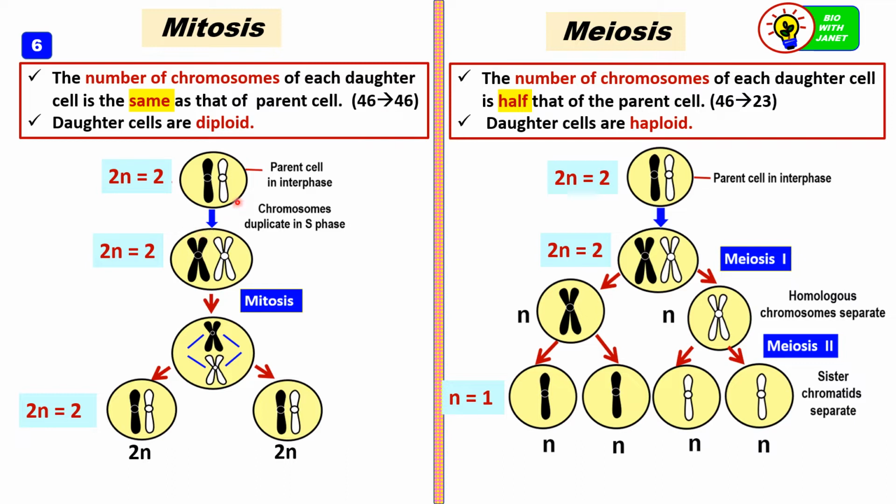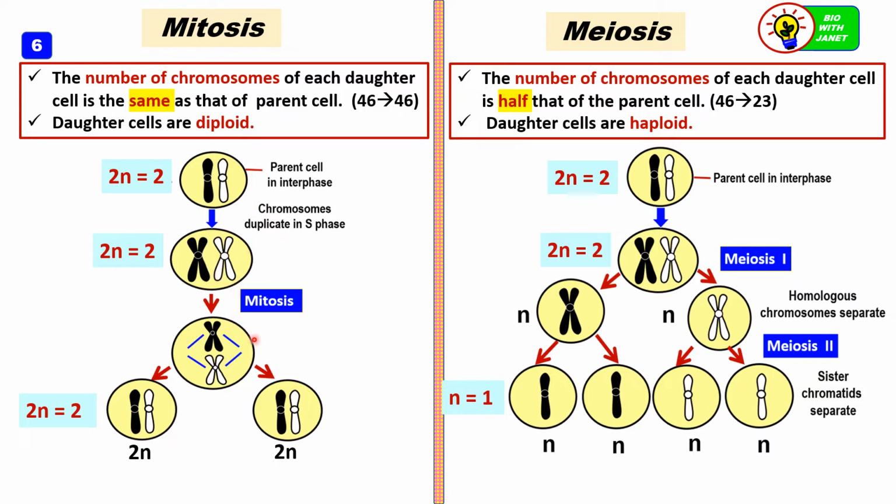Or take, for example, a cell where the number of chromosomes is only 2. There are only 2 chromosomes in the cell, all right? So 2n equals 2, because this is a diploid cell where there are 2 copies of this chromosome of this length. There are 2 copies, and 1 copy is from the male parent, the paternal chromosome, and the other copy is from the female parent, which is the maternal chromosome. So here's a parent cell in interphase, and during the S phase of interphase, the chromosomes duplicate, right?